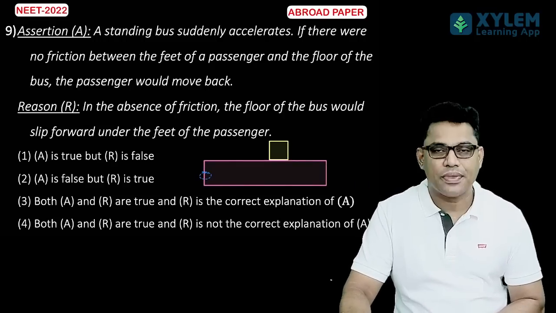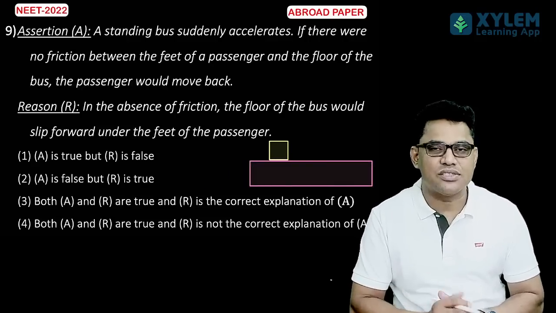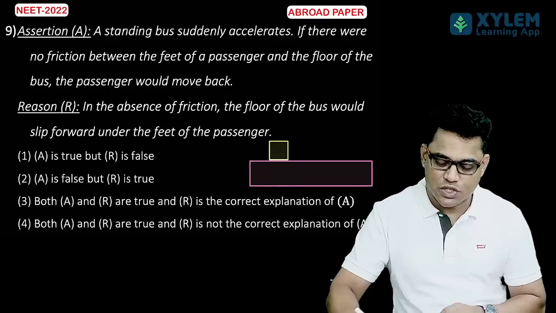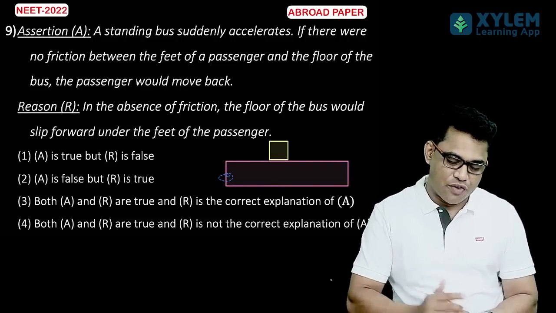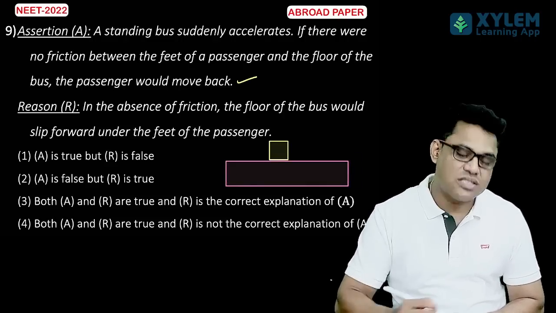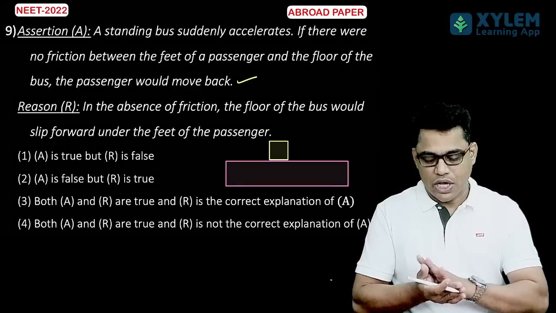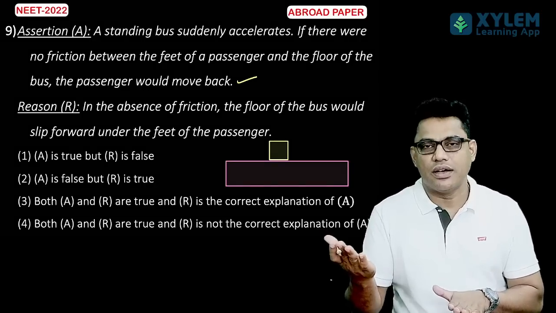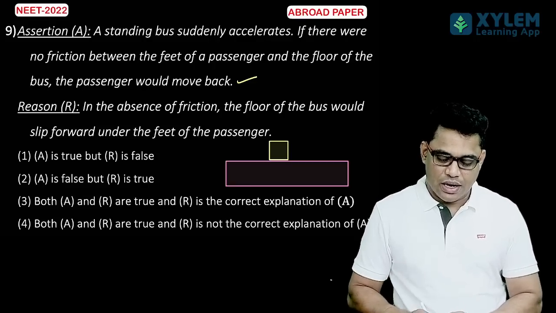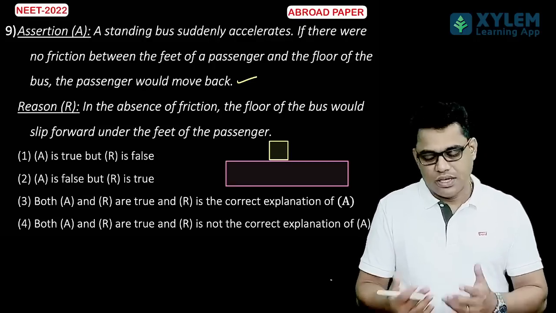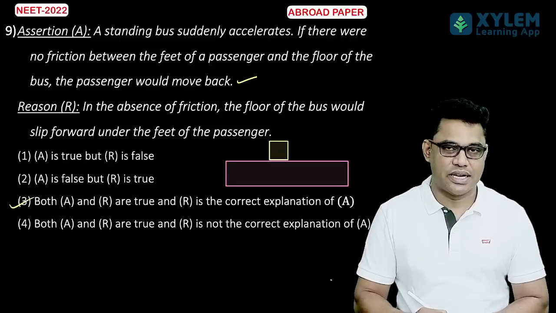The bus moves forward. Then what happens to the passenger? In the ground frame, the passenger does not move. But in the frame of the bus, what is happening to the passenger? The passenger with respect to the bus is moving back. Therefore, the passenger moving back is the right answer. What's the reason? As there is no friction, the bus slips forward. Therefore, with respect to the bus, the passenger moves backward. Therefore, assertion is right, reason is right, and the reason is the correct explanation for the assertion. Third one is the right answer.